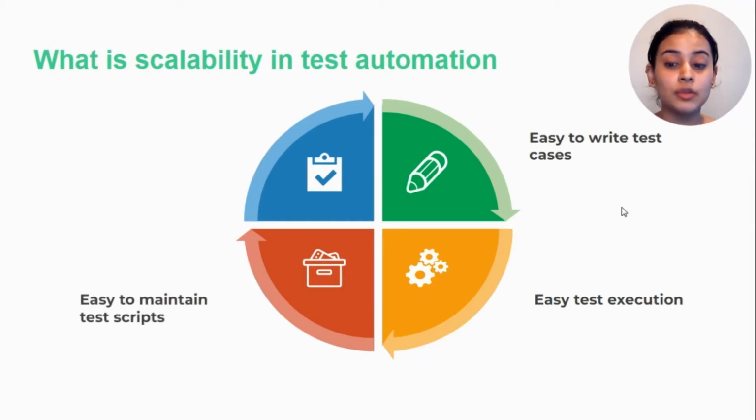Third, we have easy to maintain test scripts. People dread changes, especially if they lead to an extra amount of work in changing test cases to keep them in sync with the latest versions. Test automation steps in right here and takes off the load. Scalability quotient depends on how easily the test scripts get updated.